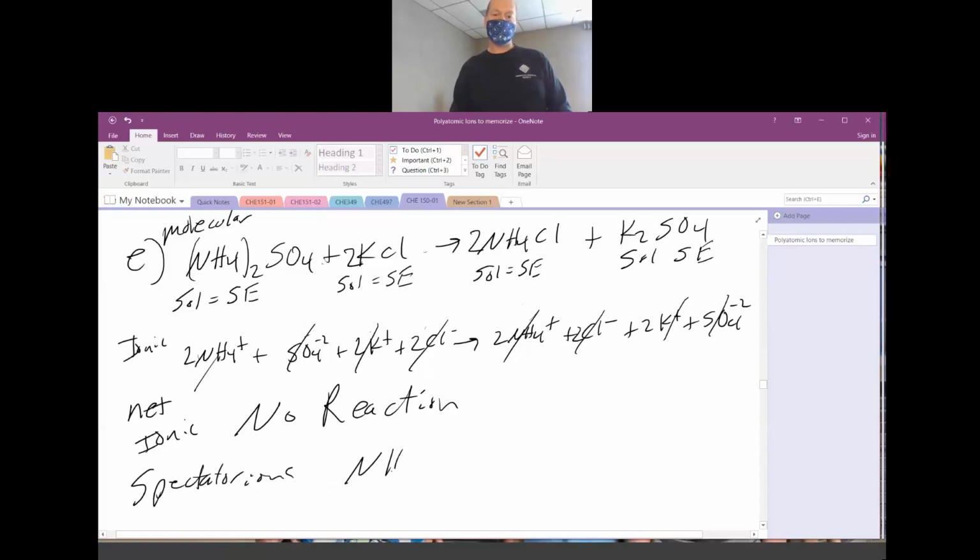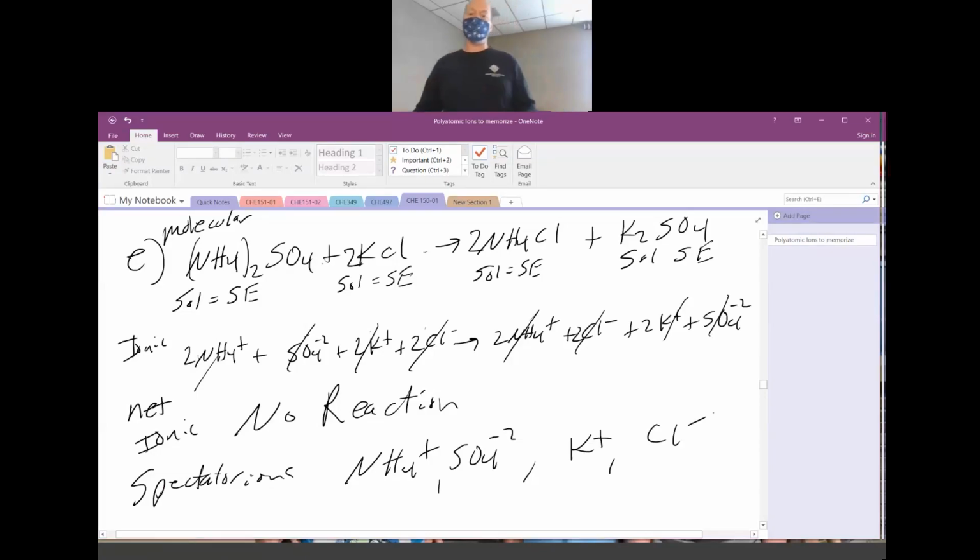So that is NH4+, that is SO4 2-, and that is K+, and that is Cl-. All of the ions are spectator ions. There is no reaction here. All right, so if everything is a strong electrolyte, then you have no reaction.